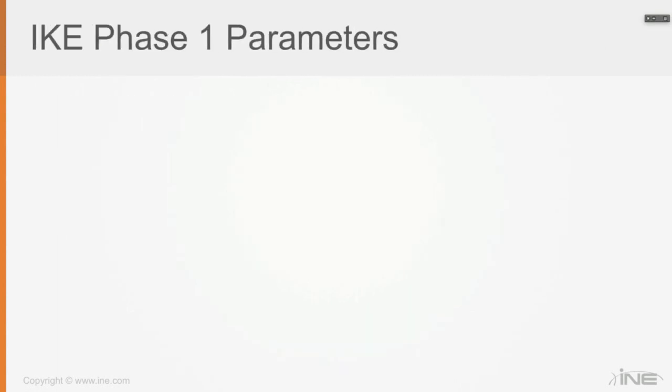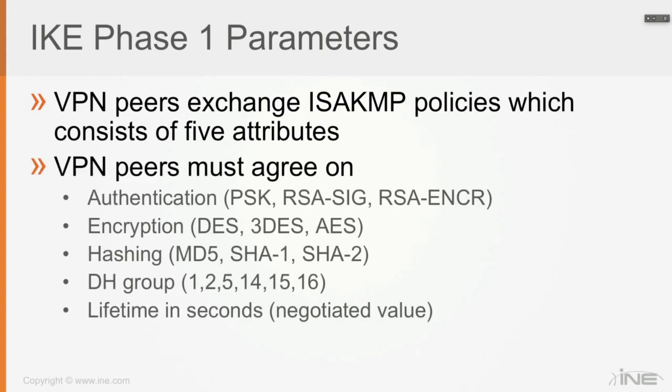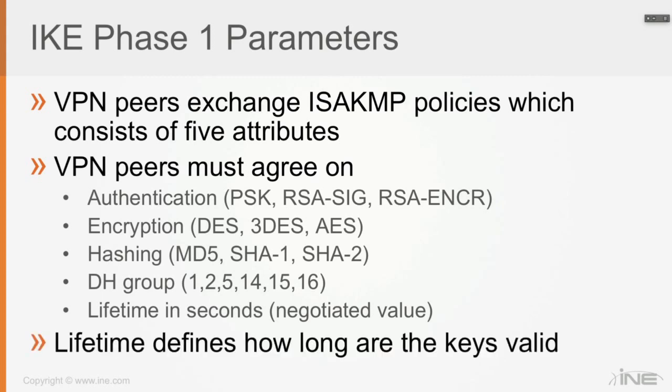So now, what do they negotiate in phase 1? We saw what the scope was, how the Diffie-Hellman works. What the peers negotiate, in clear text of course, are the ISAKMP policies, which consist of 5 attributes: the authentication method, which we spoke about, the encryption, which we spoke about, the options, the hashing method, the Diffie-Hellman group, and the lifetime in seconds. Only the lifetime is negotiated to the lowest value, but otherwise all the other values have to exactly match between the VPN peers.